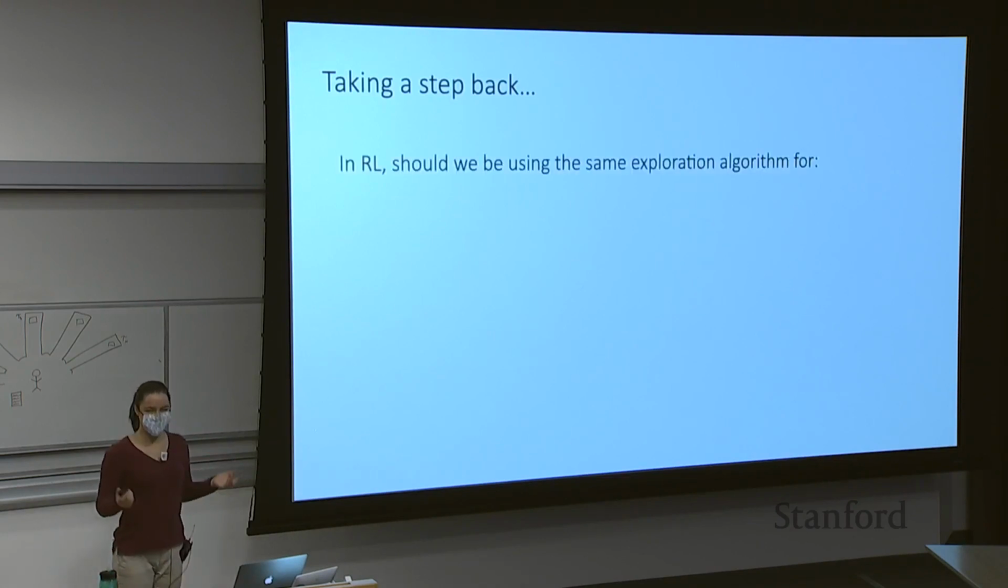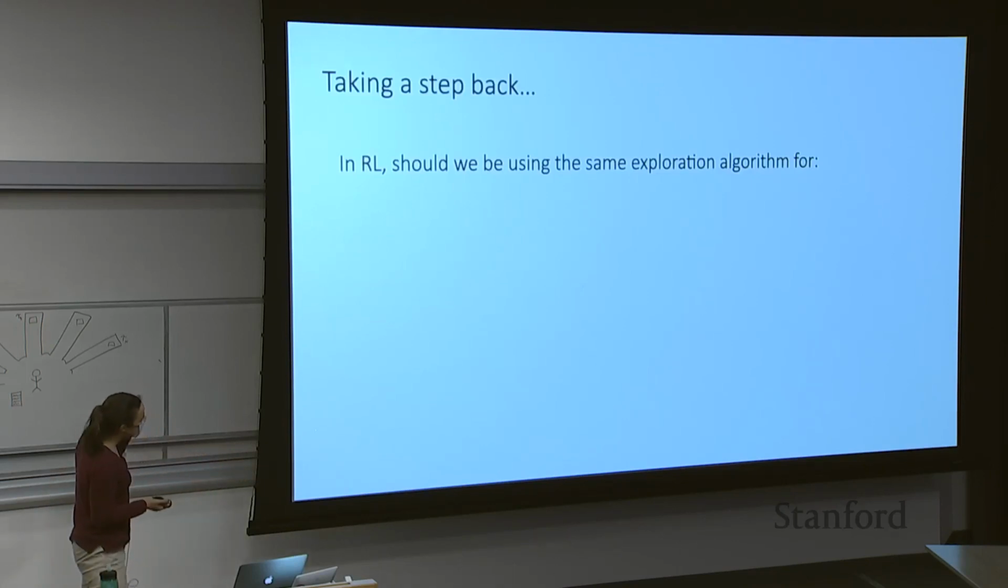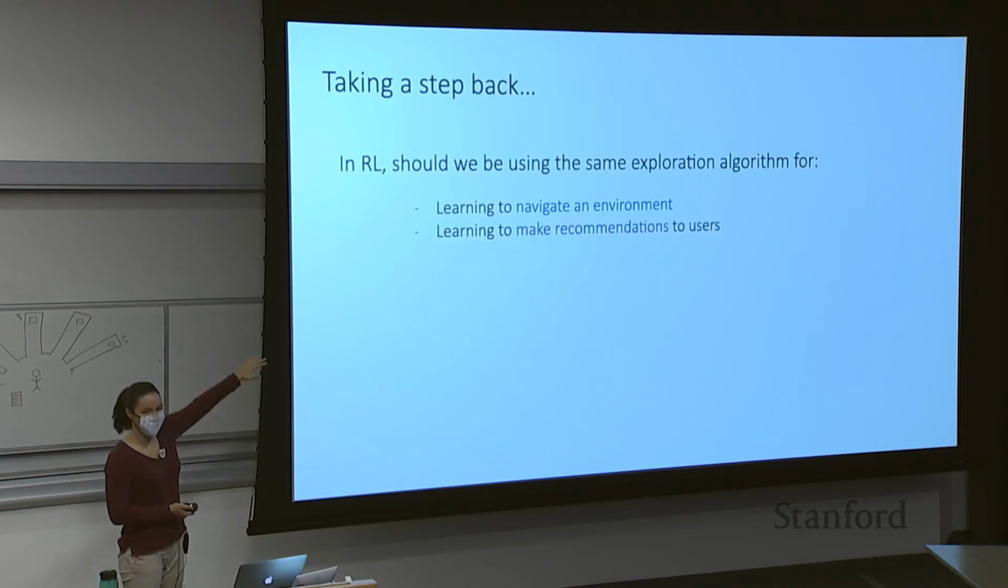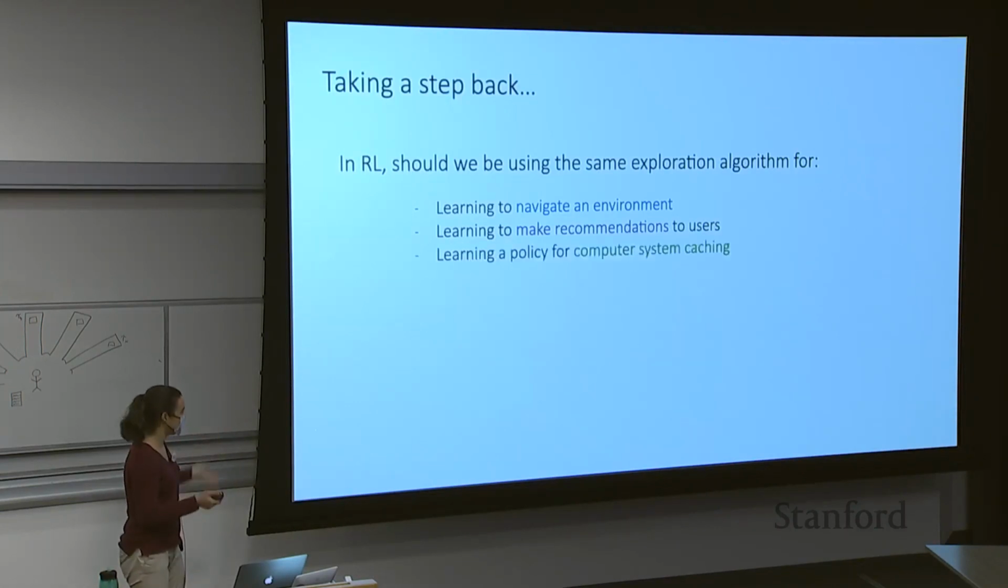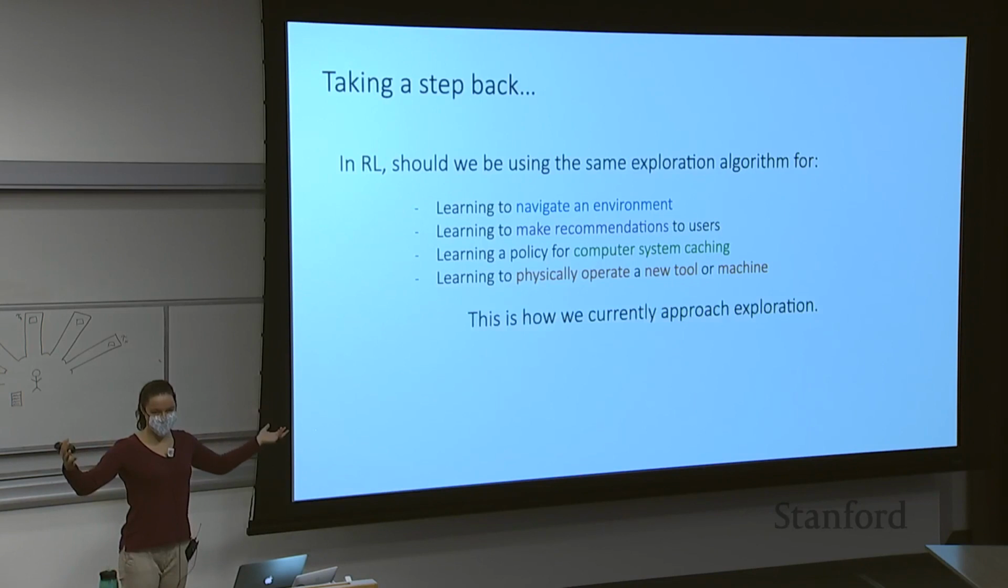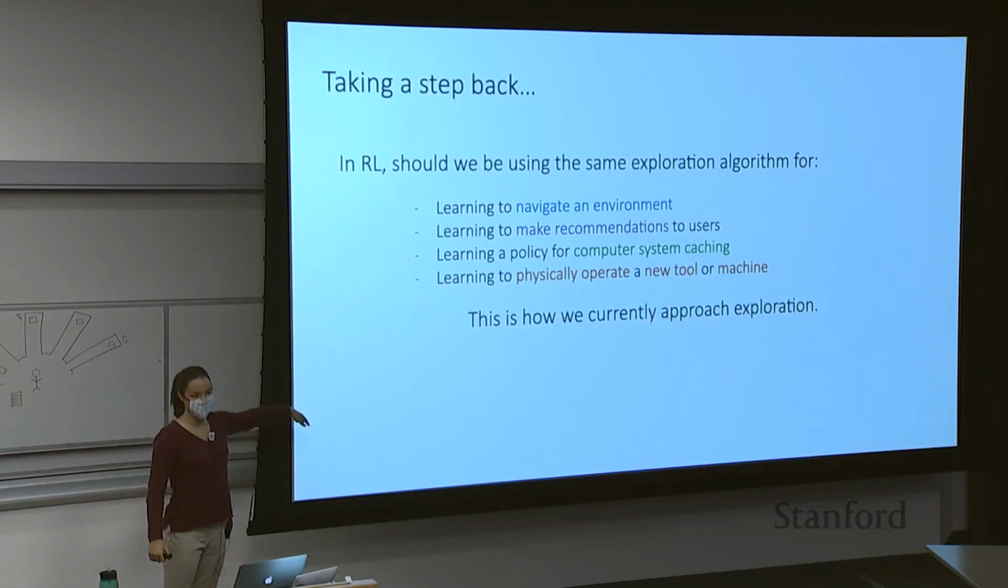And these exploration strategies are very naive, and we're actually using the same exploration strategies for solving a wide range of problems. If we take a step back, it seems a little bit silly to be using the same exploration approach for learning to navigate an environment and for making recommendations to users, for learning a policy for computer system caching, or physically operating a robot. Essentially in reinforcement learning, the way that we approach exploration is we have a single strategy like epsilon greedy, and we apply that to all of these kinds of problems.